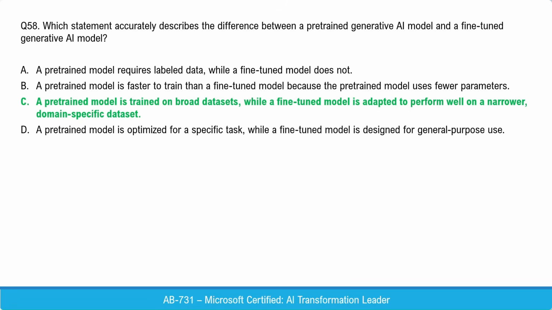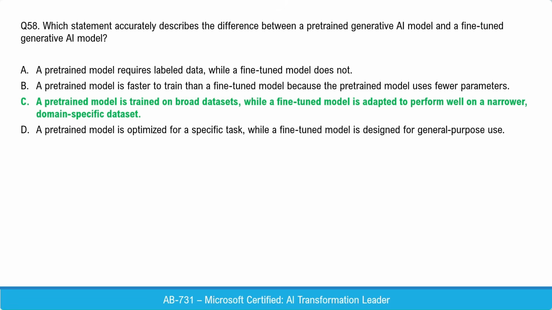Let's clearly understand the difference between pre-trained and fine-tuned models. A pre-trained model is trained on very large and diverse data sets. The goal is to learn general patterns in language such as grammar, context, and common knowledge. This makes the model general purpose and capable of handling a wide variety of tasks.